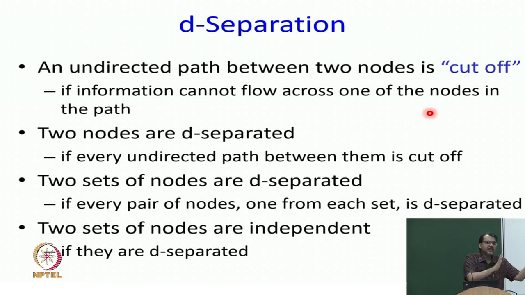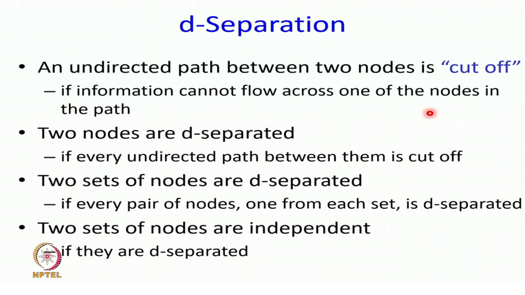Cut off means information cannot flow from one node to the other node. So, an undirected path between two nodes is cut off if information cannot flow across one of the two nodes, and if information cannot flow, then they will be independent. Why? Because what is the notion of independence? The notion of independence is that two nodes are independent if adding any new information about the first does not add any new information about the second. Now, if they can't influence each other, then obviously they will be independent, right.